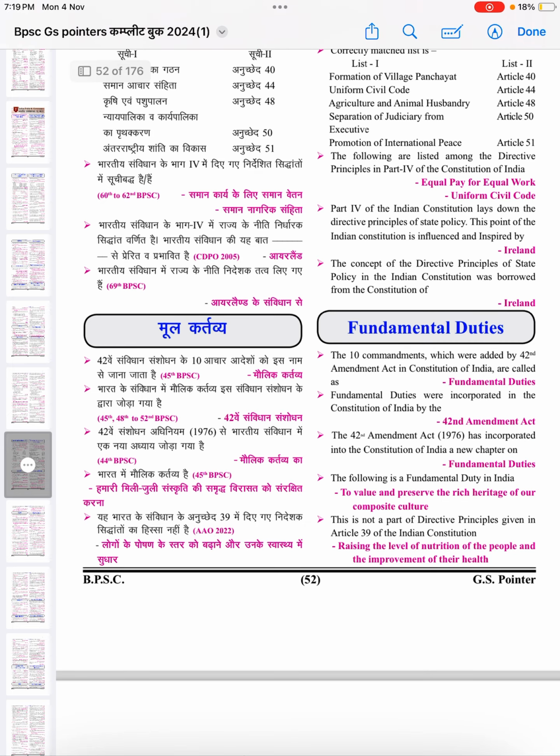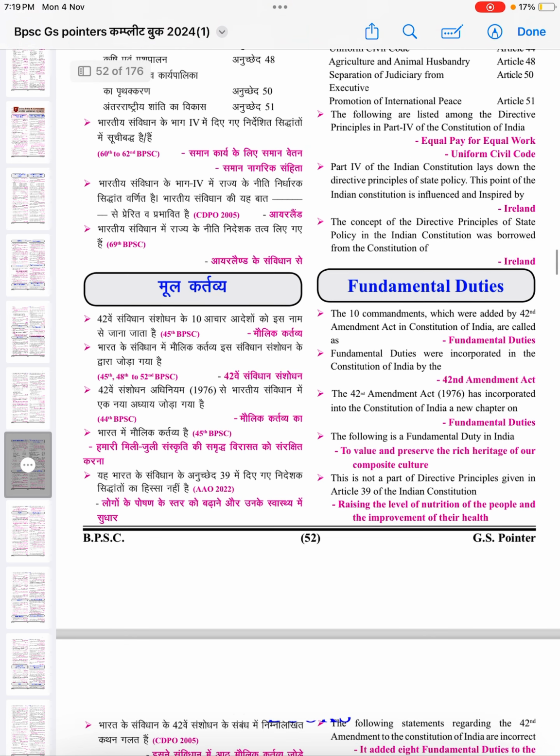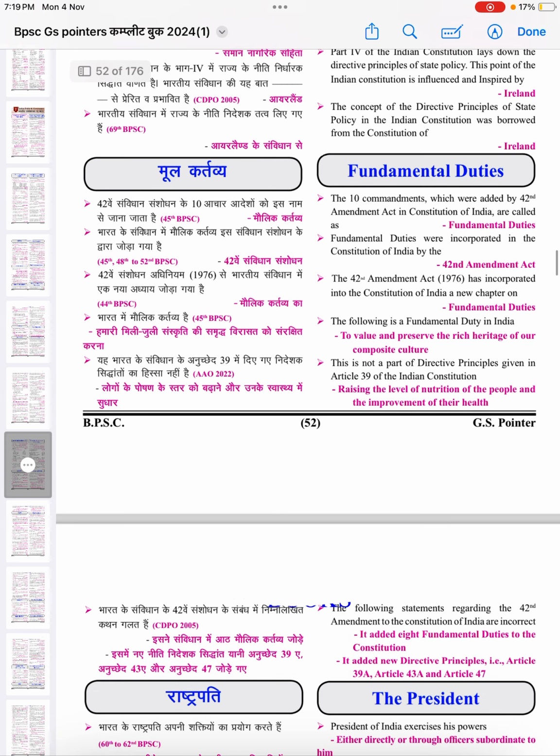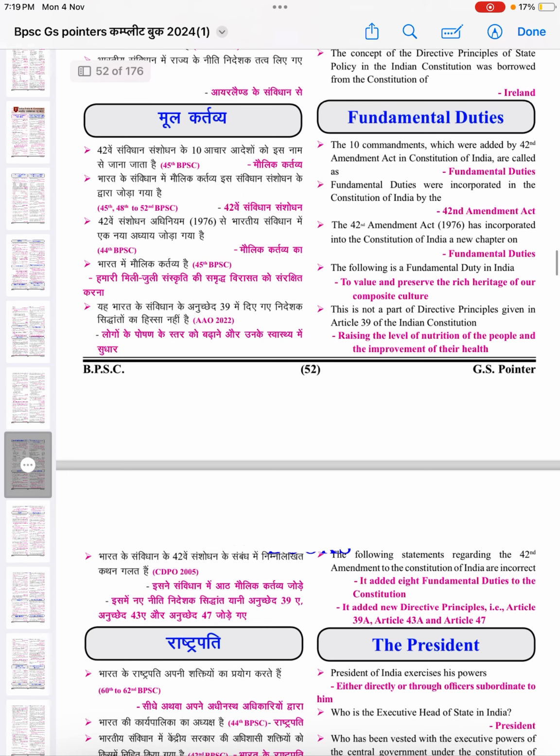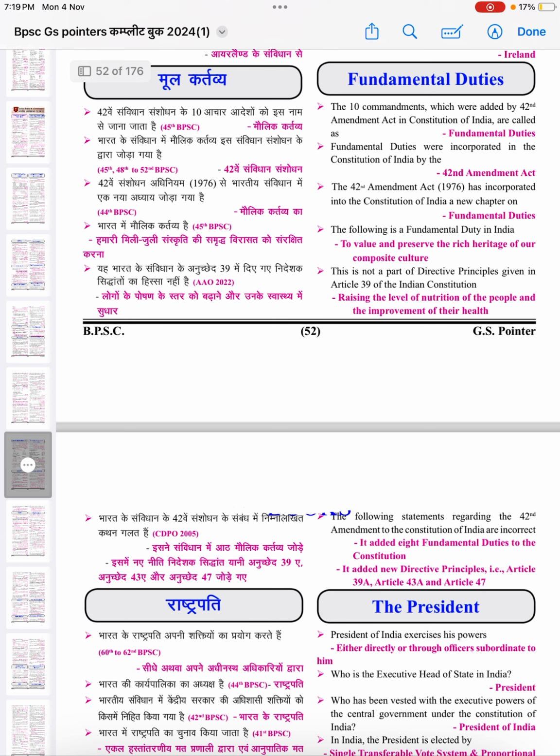The following are listed among the DPSP in Part 4 of the Constitution of India: equal pay for equal work and uniform civil code. Part 4 of the Indian Constitution lays down the directive principles of state policy, and this was inspired by Ireland. Fundamental duties. The 10 duties which were added by the 42nd Amendment Act are the fundamental duties. The following is a fundamental duty in India: to value and preserve the rich heritage of our composite culture.